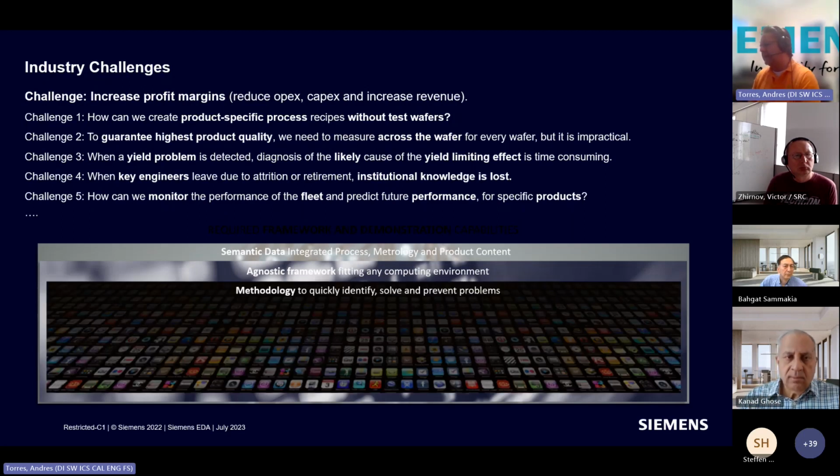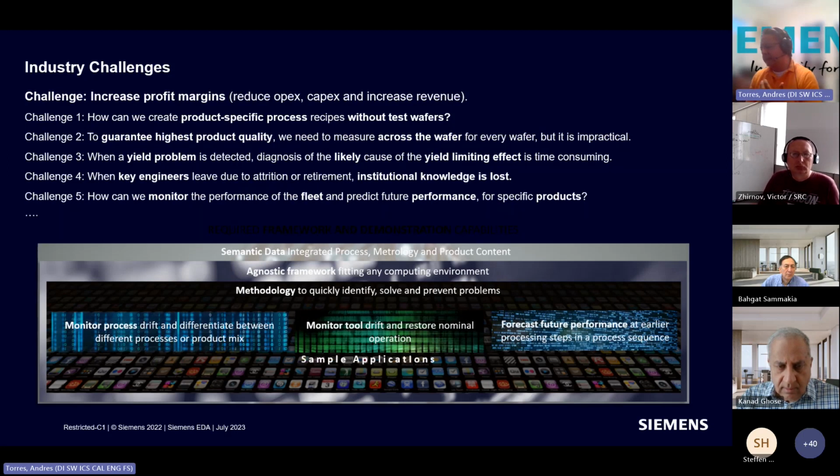And at the end of the day, we also need to develop a methodology, because we are not going to be able to say, oh, we are done with the digital twin, that's it. It's more of an evolution process. So we need to have a framework in which we can quickly identify, solve, and prevent future problems.